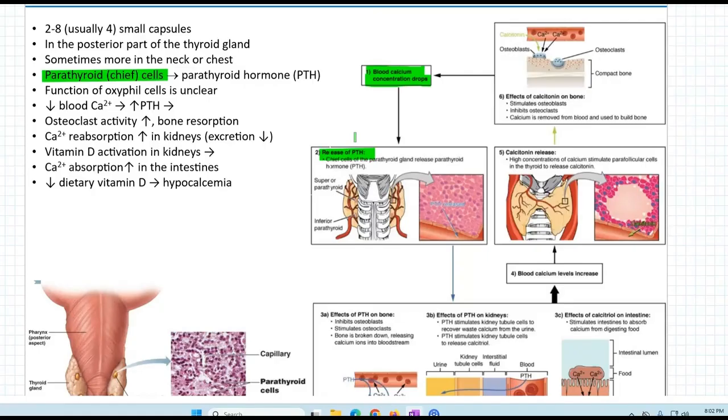Another type of cells are oxyphil cells, they function as understudy cells.